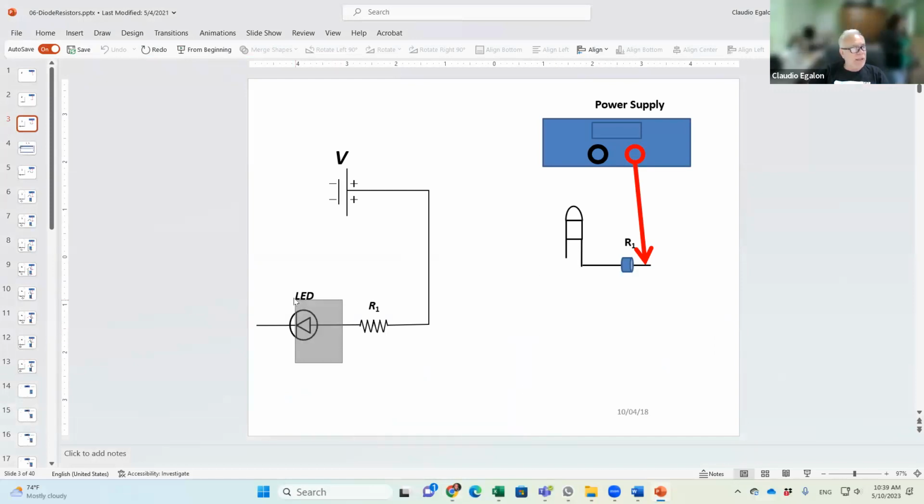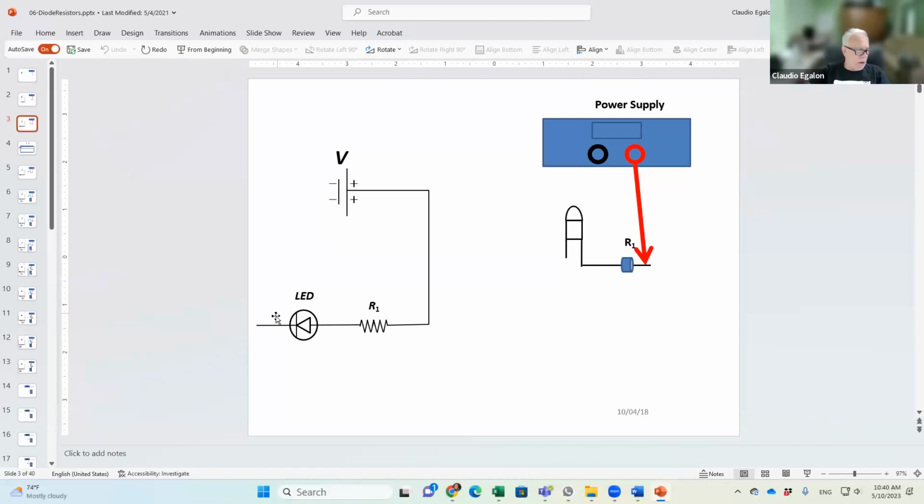This is the symbol for the LED. It is a triangle with this little bar right here. This triangle points in the direction that the current flows. Current flows only from the right to the left in this LED.